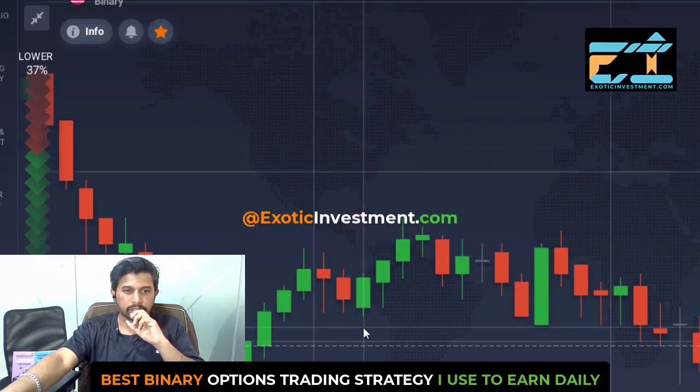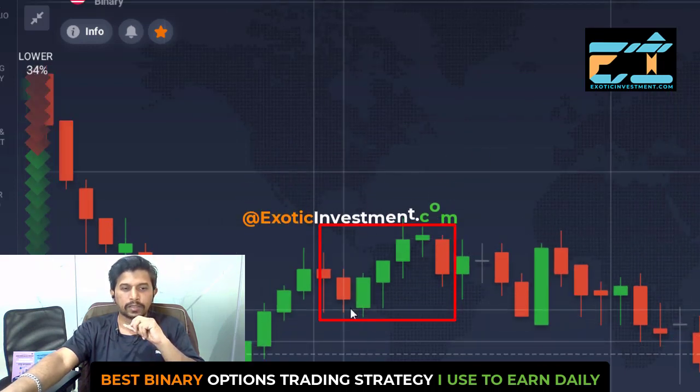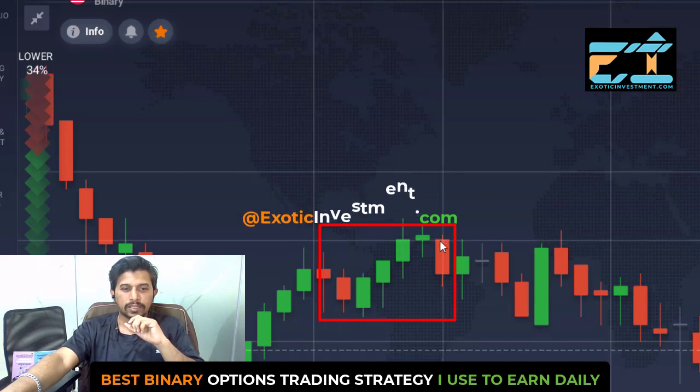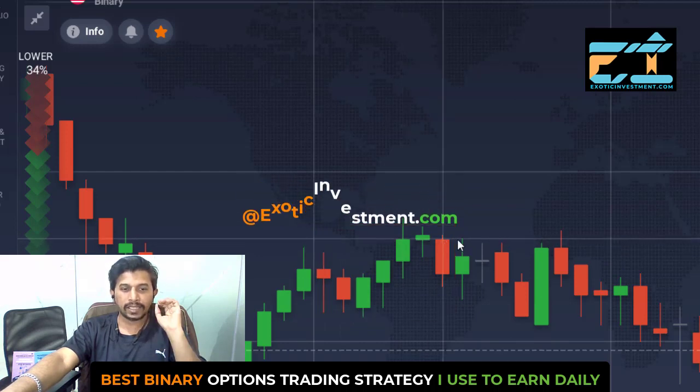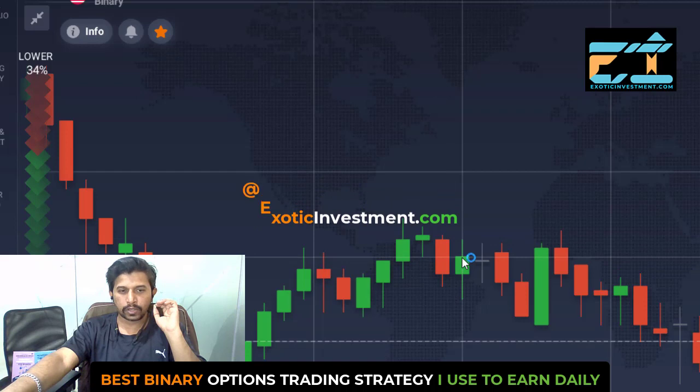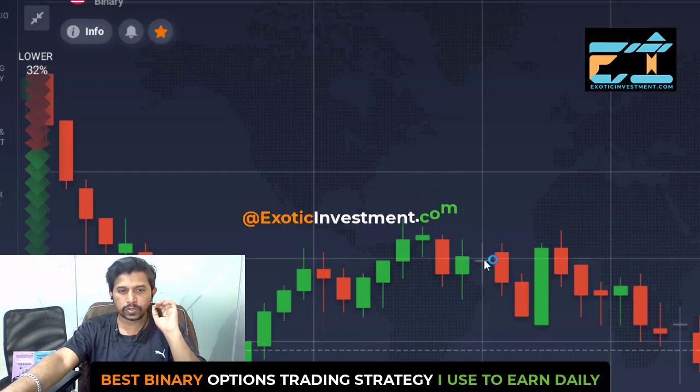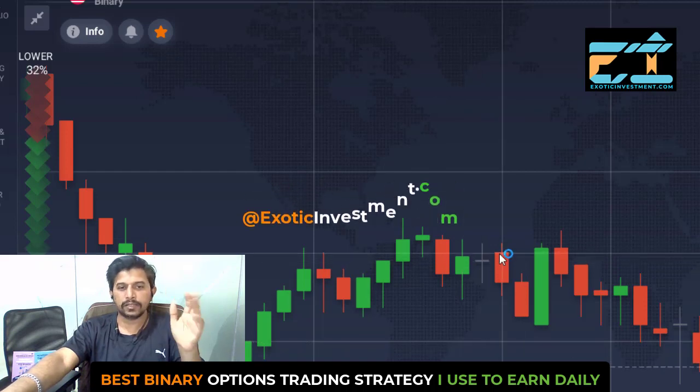So let's backtest it. There is a 4 candle trend which has emerged. There is a break with a red. In the next candle, we will buy a put. We have lost it over here. We have lost it over here. We have gained it in the third candle.